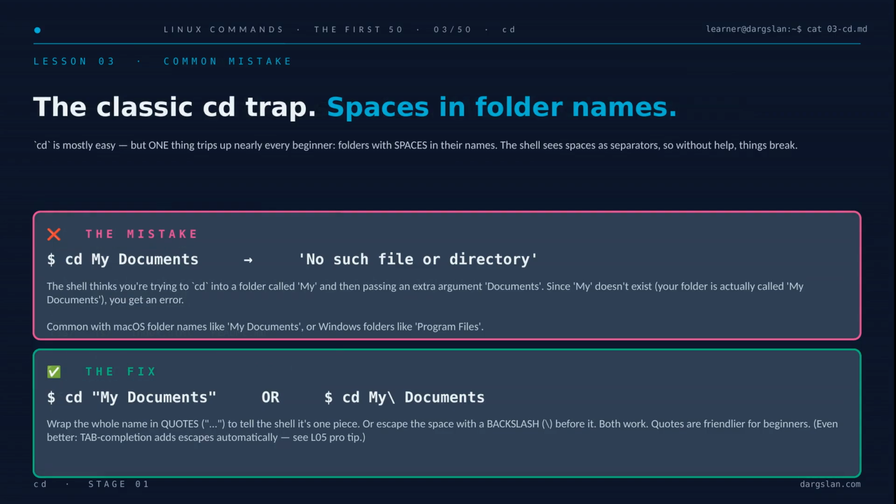Now, here's a little trap that catches almost everyone at least once: folders with spaces in their names. If Mia tries to type CD my documents just like that, the shell gets confused. It thinks my is the folder and documents is some extra instruction, so it throws back no such file or directory. The fix is simple: wrap the name in quotes, CD "my documents", and the shell treats it as one piece. That's it. One small habit that saves a lot of head scratching.